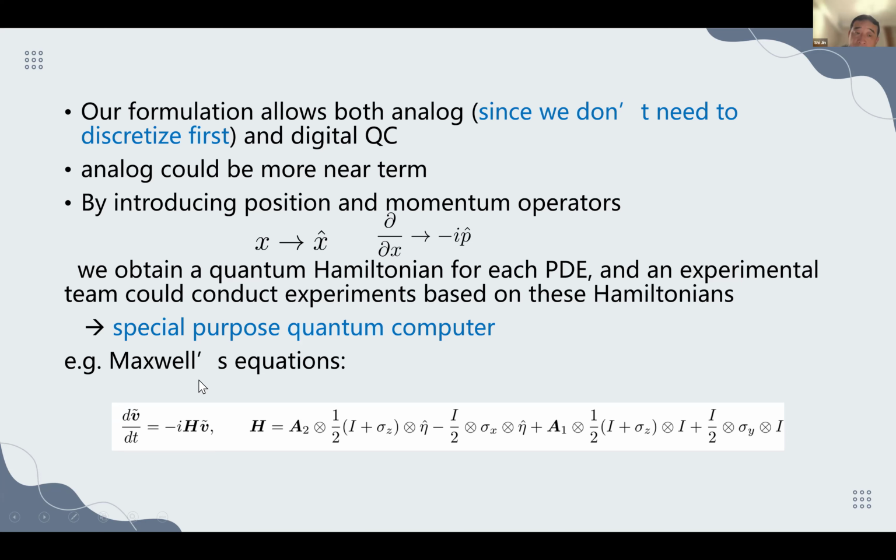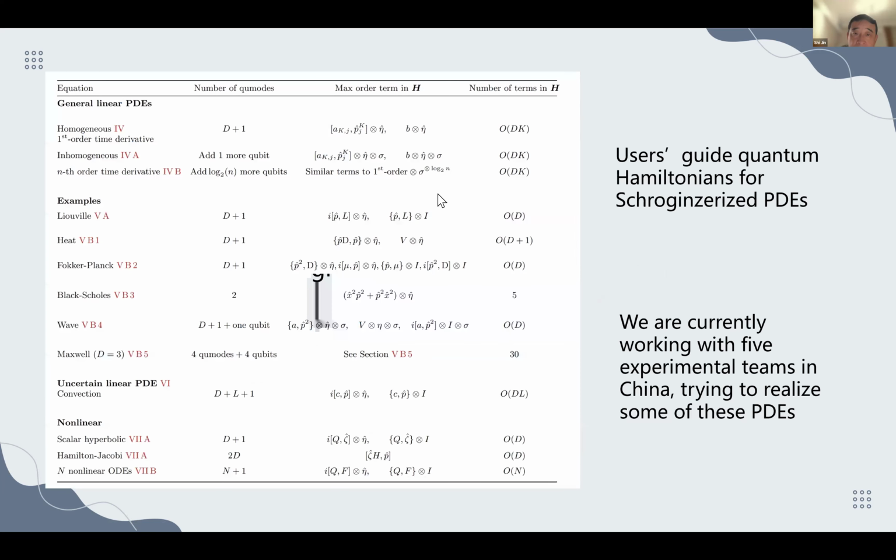For example, for the Maxwell equation, we found a Schrodingerized Maxwell equation, even with boundary conditions. So this H, the quantum Hamiltonian for the Maxwell equation, is given here. It's a little bit complicated. Sigma x, sigma z are Pauli matrices. If the experiment can realize this quantum Hamiltonian, then essentially we are going to have a quantum computer for Maxwell equations. That's what we are working on now. We are working with 5 very top physical experimental teams to do this kind of experiment.